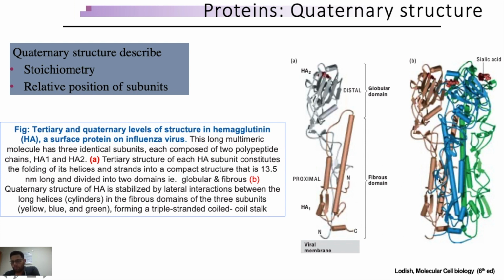The quaternary structure of HA is stabilized by lateral interaction between the long helices, that is these cylinders, of the three fibrous domain proteins. All the HA subunits have been shown here by three different colors, that is the yellow, blue, and green. And as a result, this hemagglutinin protein has a triple stranded coil stalk.